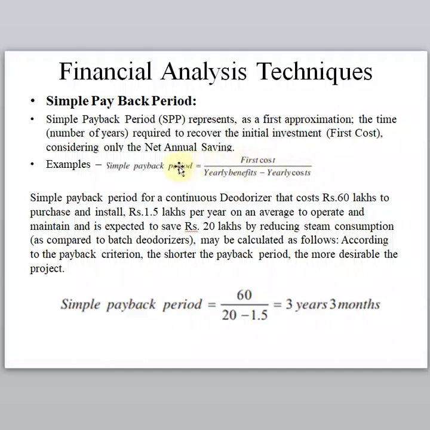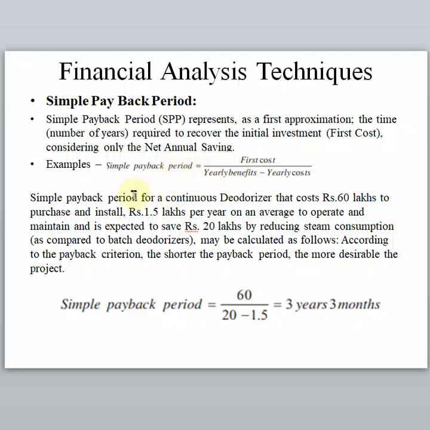So I think a simple payback period should be as low as possible. Suppose there are 5 to 6 projects, and you want to choose one; you can go for the simple payback period. When you calculate the simple payback period of each project and compare the 5 projects, whichever project has the lowest simple payback period, you can rely on that and choose it for investment.